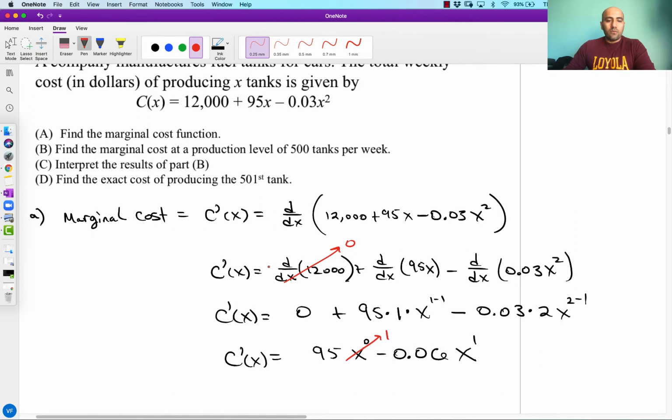So we get that our first derivative, our marginal cost, is equal to 95 minus 0.06x. Okay, so what this is, it's an equation where if we input the x value, it will give us the marginal cost, the instantaneous rate of change of the cost function at that x value.